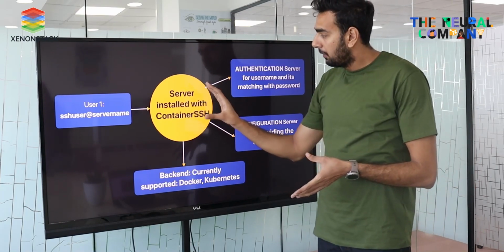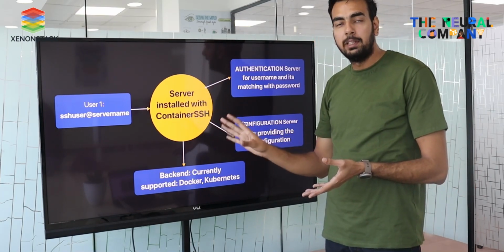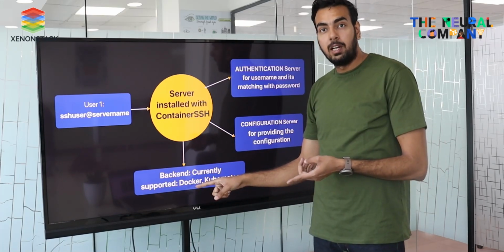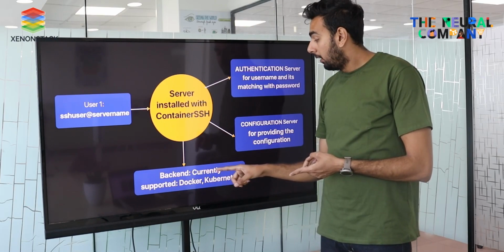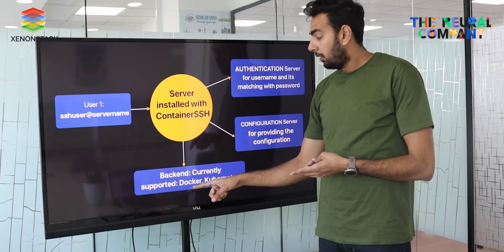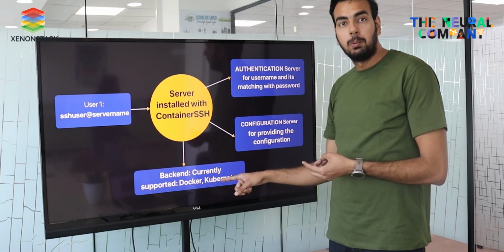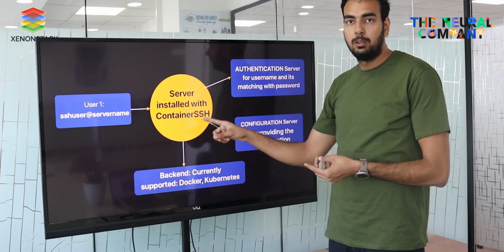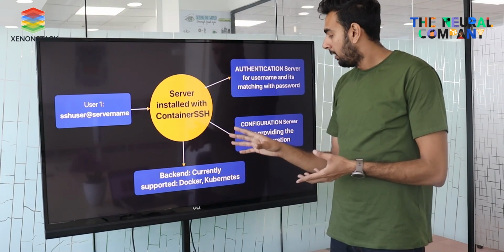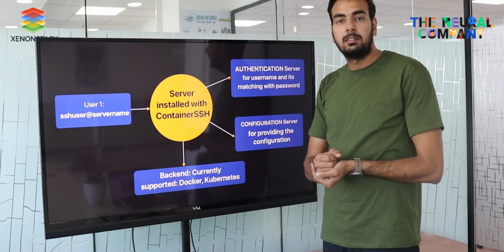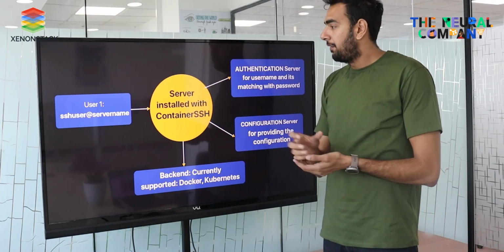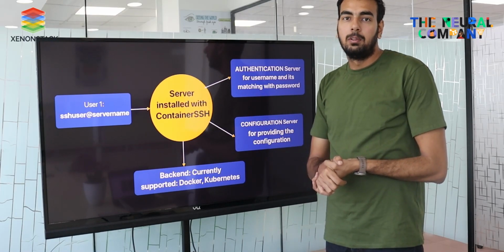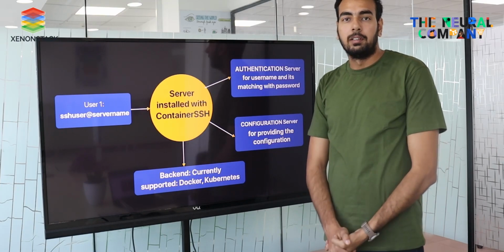Now, talking about this server, it can be installed in 3 different ways as of this date. It can be run by Docker commands as a container, and it can also be run as a Kubernetes application. In this Kubernetes application, ContainerSSH will run as a pod. Now, it can also be installed as a standalone system. After this, I hope you have understood the architecture of ContainerSSH.